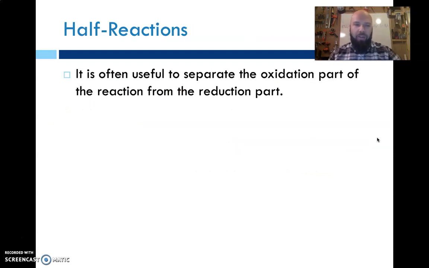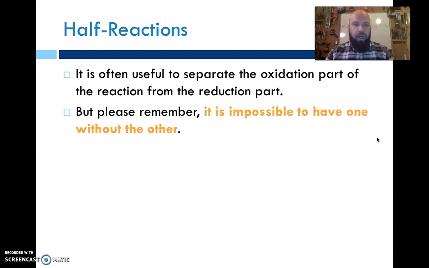So half reactions are how we can determine which elements are being oxidized and which are being reduced. It's impossible to have one without the other. Think of losing electrons, they're going to go somewhere. So you have to have the same number of electrons being lost as you do gained, and thus you have to have an oxidation and a reduction reaction happening at the same time, and that's why we call it redox.